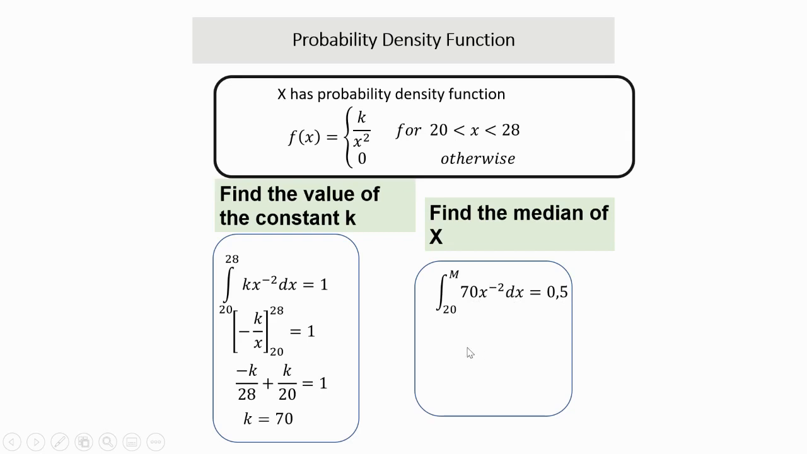Okay, and now I can do my integral. I'm looking at my m, and I'm going to solve for m. And I get what m is, which is 23.3, whatever the scenario was. Okay, so the probability density function basically is setting up an integral.